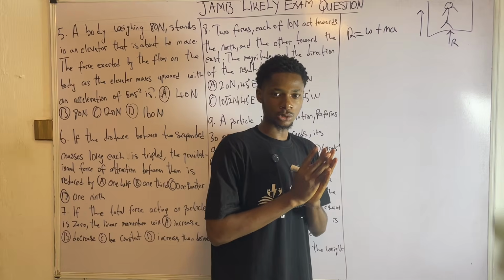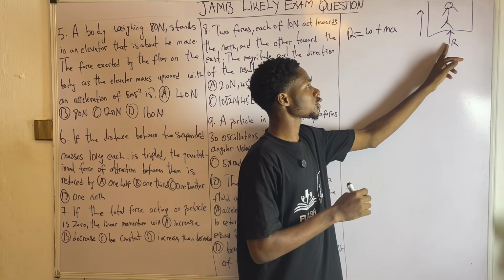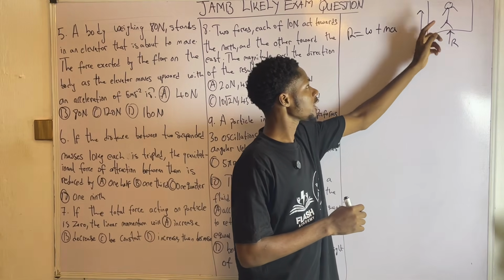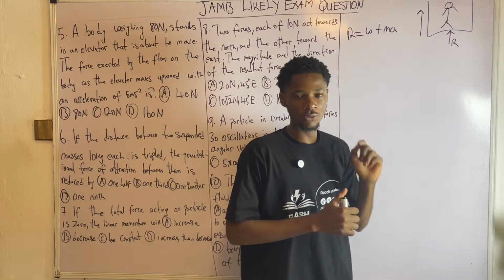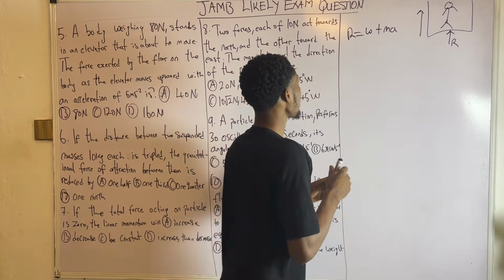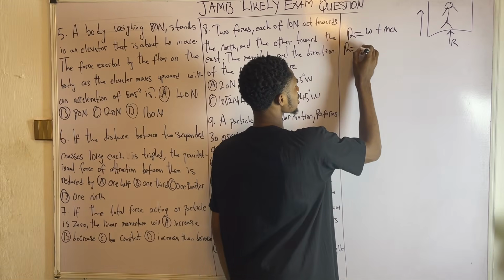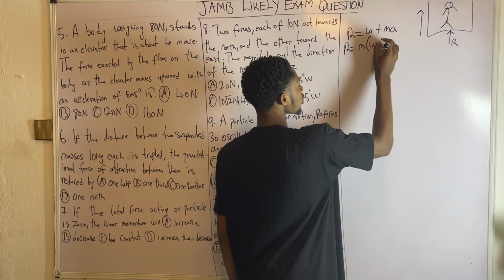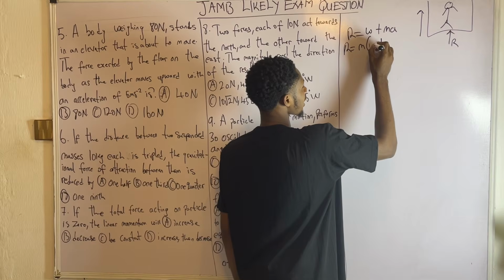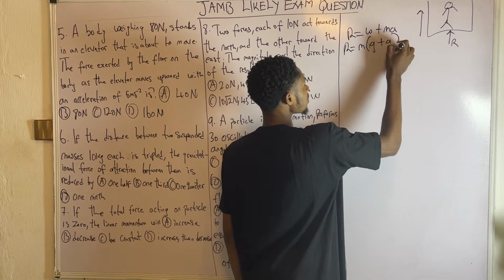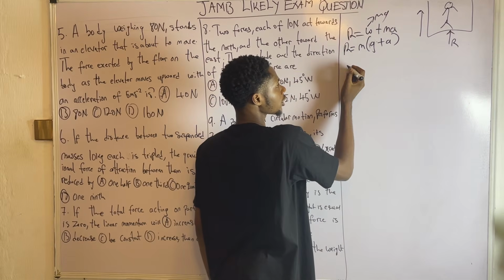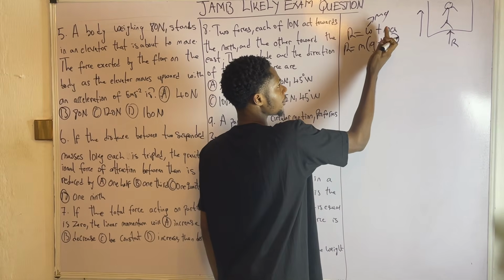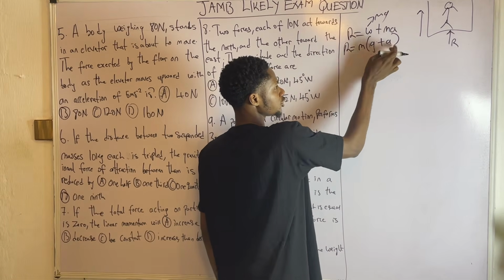Here is the whole concept. Understand it. The normal reaction force on this person is equal to the weight of the person plus the person's mass times the acceleration of the elevator. So we can now say normal reaction is equal to m in bracket g plus a, simply because w is equal to mg. If we factor out m, we are left with g plus a.